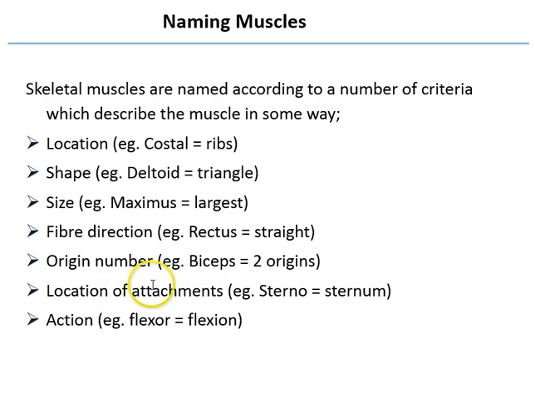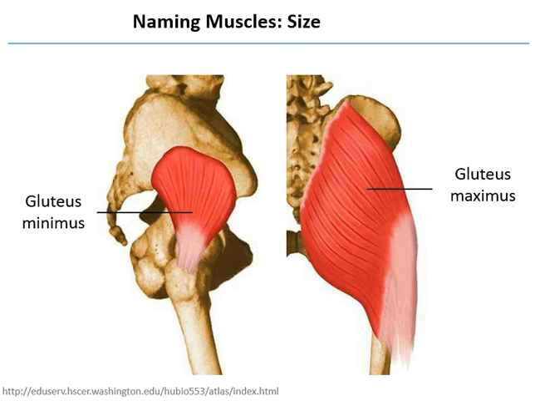Attachment locations can also be referred to. For example, sterno in the name indicates some association with the sternum. The action may also be indicated as well, flexion or extension. Here's an example of one of the ways we can name muscles. In this case, we're referring to the size of the muscle.